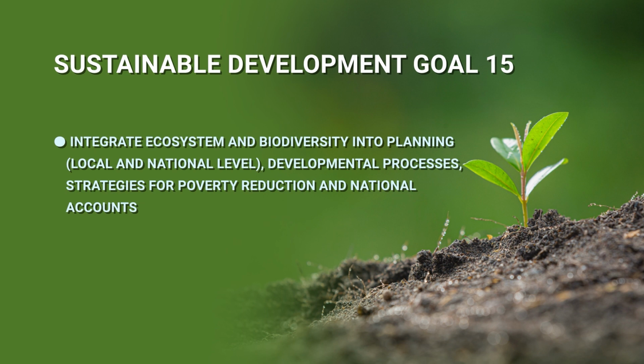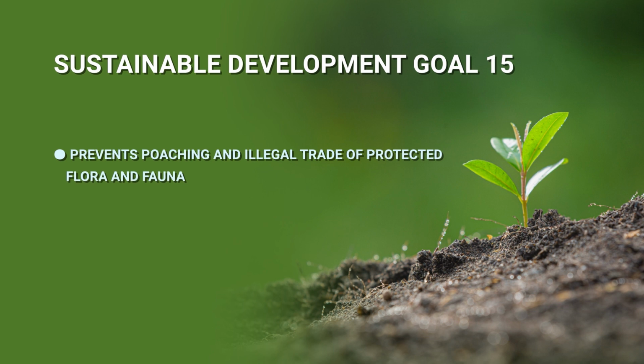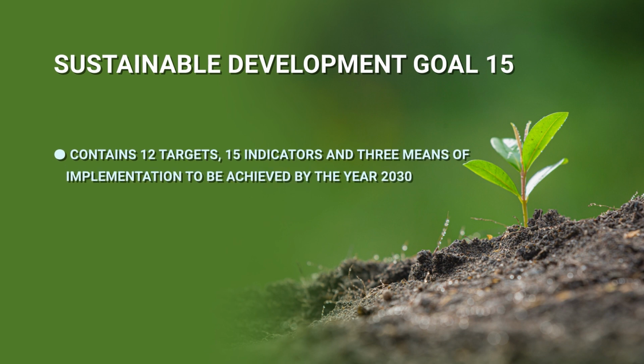It aims to integrate ecosystem and biodiversity values into the planning and developmental processes. At the same time, it strategizes for the reduction of poverty and the inclusion of ecosystem values into national accounts. SDG 15 promotes fair sharing of benefits obtained from genetic resources and access to biological resources. It prevents poaching and illegal trade of protected flora and fauna. This goal contains 12 targets, 15 indicators, and 3 means of implementation, and all these targets have to be achieved by the year 2030.